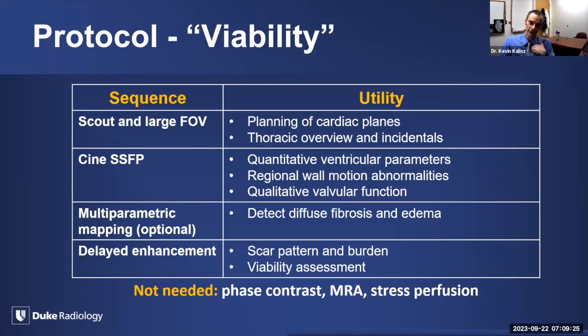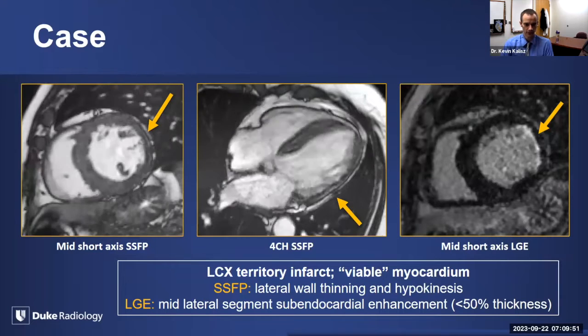For this, I have a little bit of a preference toward multi-parametric mapping, but I would argue that this is potentially optional if you're really just looking for viability. And for viability, delayed enhancement is arguably the most important information we get from this exam. What we really don't need here, assuming nothing else is going on, is phase contrast, MRA, and stress. I know we're dealing with ischemia, but the diagnosis of ischemia and coronary disease is known in this situation, so I don't think stress would add a whole lot.